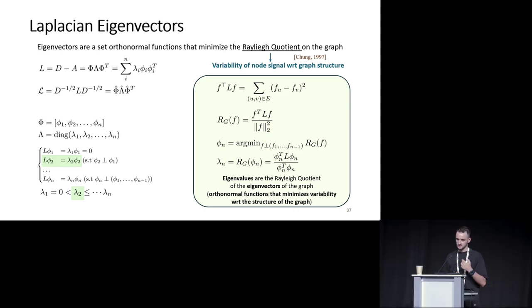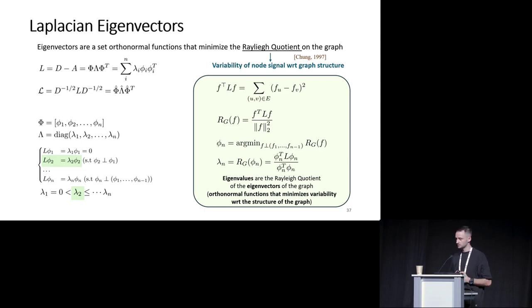Since the Laplacian matrix is positive semi-definite, this variability of the signal is the loss of a minimization problem, and if you solve it, you get the eigenvectors. So the eigenvectors can be found in a graph by minimizing the variability of the signal of the nodes with respect to the graph structure.